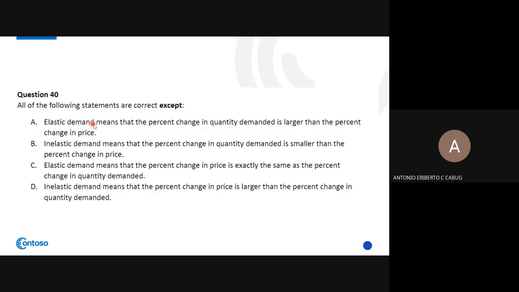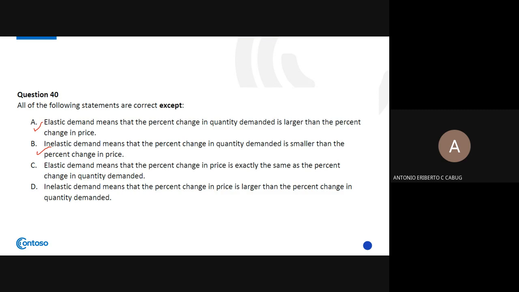A. Elastic demand means the percentage change in quantity demanded is larger than the percentage change in price. That's the meaning of being elastic. Letter A is correct. B. Inelastic demand means that the percentage change in quantity demanded is smaller than the percentage change in price. This is also true. Okay?